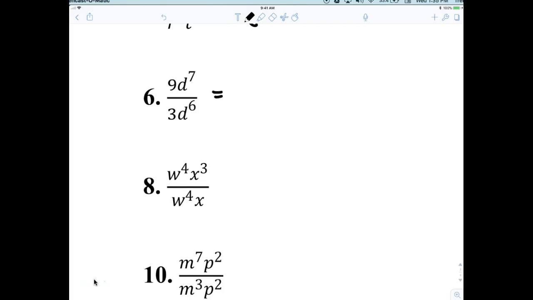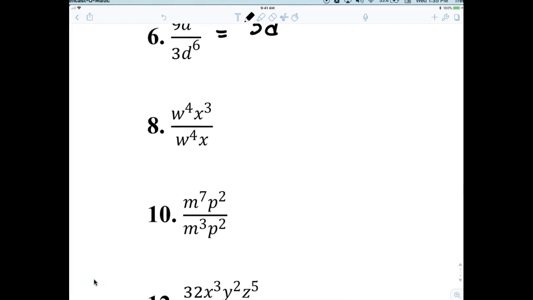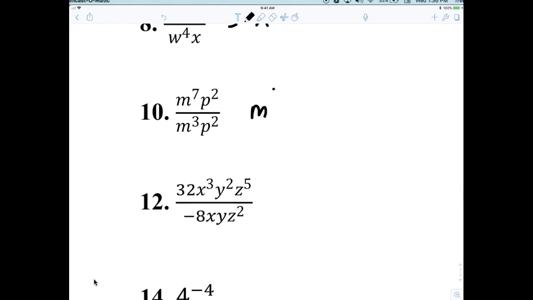All right, number 6, the answer is 3d. Number 8, the correct answer is x squared. Number 10, m to the 4th. Now, number 12. Here we go. I have -4 x squared y z cubed. I put 30.